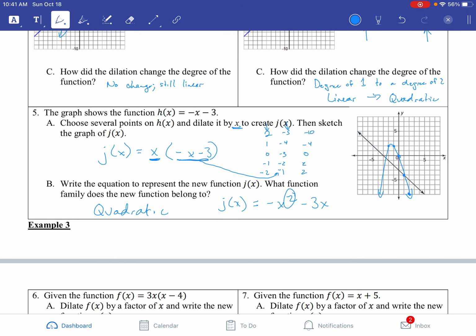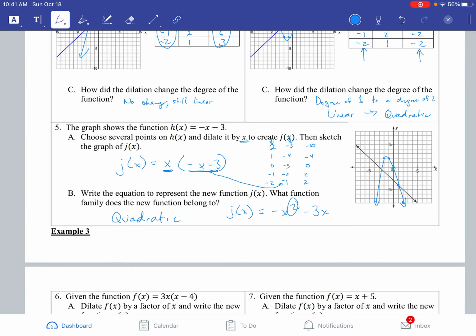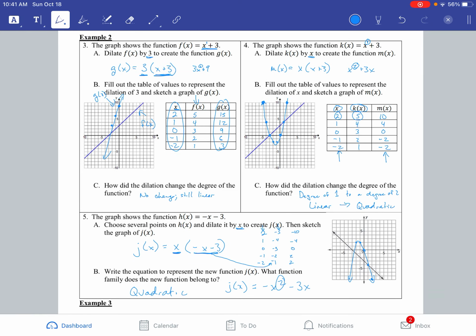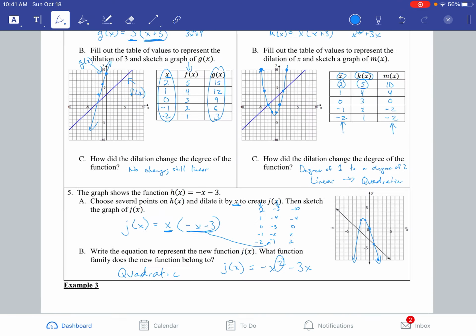Okay. So that's the first part, showing you how when you dilate by something, it can change what function it is and how it looks and all the other things that go along with it. It could also just change its size like we saw in example 2, question 3.